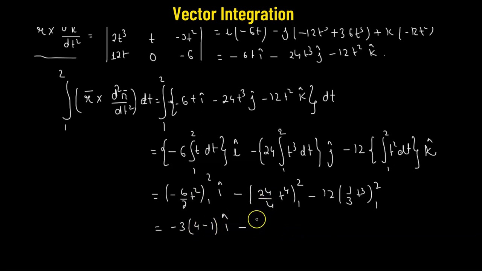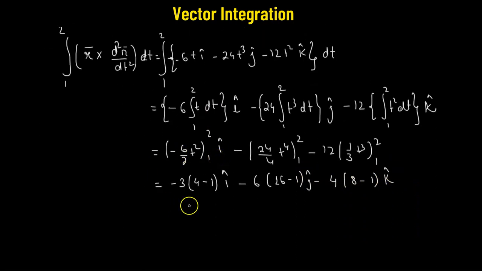24 divided by 4, so that's 6. 6 times t raised to the power of 4, so we have 2 raised to the power of 4, that means we have 16 minus 1. Minus 12 divided by 3, so that's 4. We have 4 multiplied by t cubed, so that will be 2 cubed, which is 8, minus 1. So there's a j cap here, and there's a k cap.